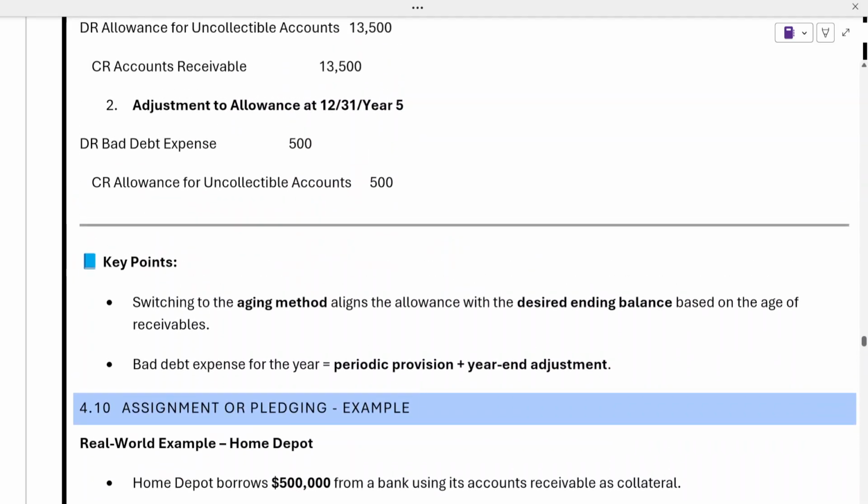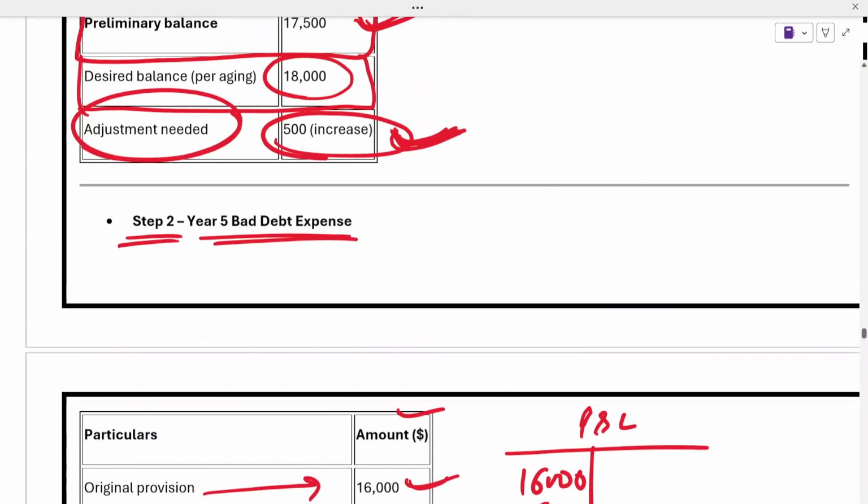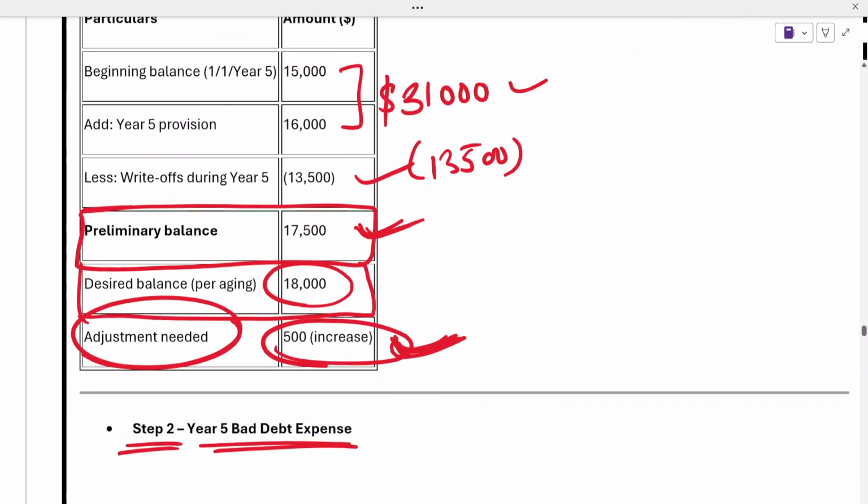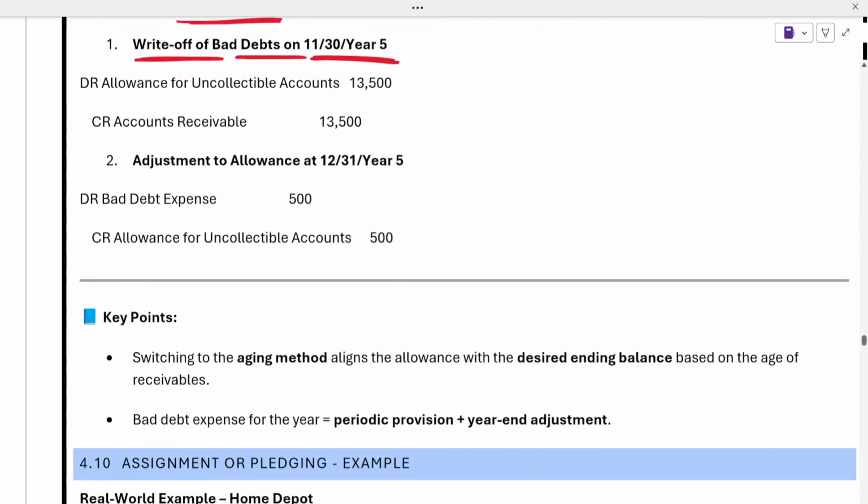Now the key points to note here: switching to the aging method aligns the allowance with the desired ending balance based on the age of receivables. So when we have switched to this method of allowance, we have reached the desired ending balance based upon this method. You can see that our desired ending balance was 18,000, and based upon the previous calculation it was reaching only 17,500. So we have created an additional $500 of allowance here.